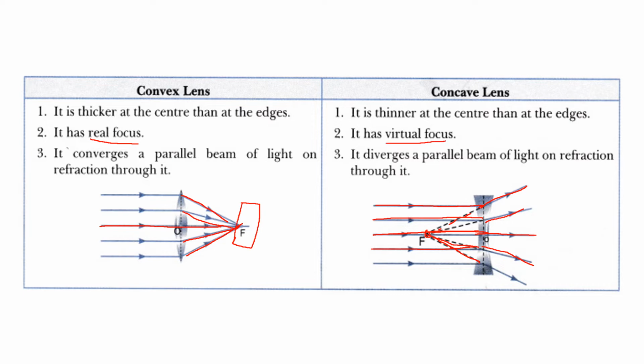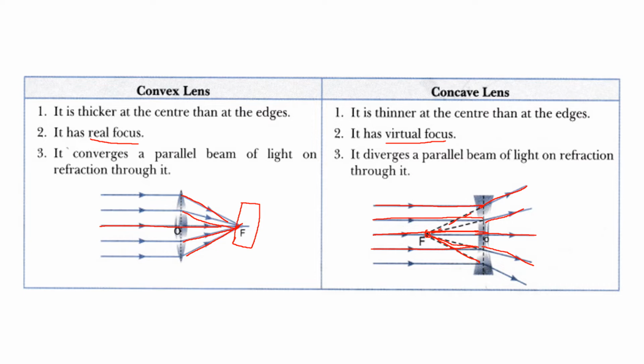It means it seems that rays are moving out from this point. Rays appear to come out from this point, so that is why we call this focus a virtual focus in case of concave lenses. A convex lens converges the parallel beam of light on refraction through it. This we have already seen. A concave lens diverges the parallel beam of light on refraction through it. So these are the different characteristics of convex lenses and concave lenses.